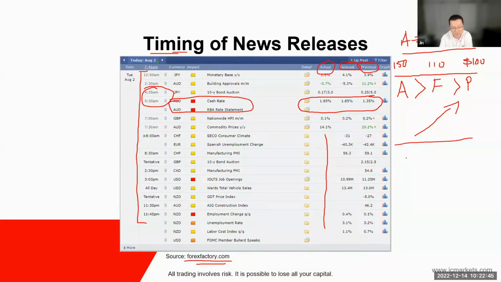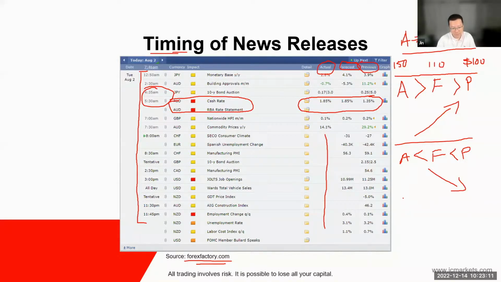On the flip side, if you had your A being smaller than your F and smaller than your P, then naturally we would say that price will be heading down, because if we flip this around, you get 100, you're expecting 110, but you only got 99, right? Then you'd be negative, you'd be dovish, you see price pushing towards the downside.